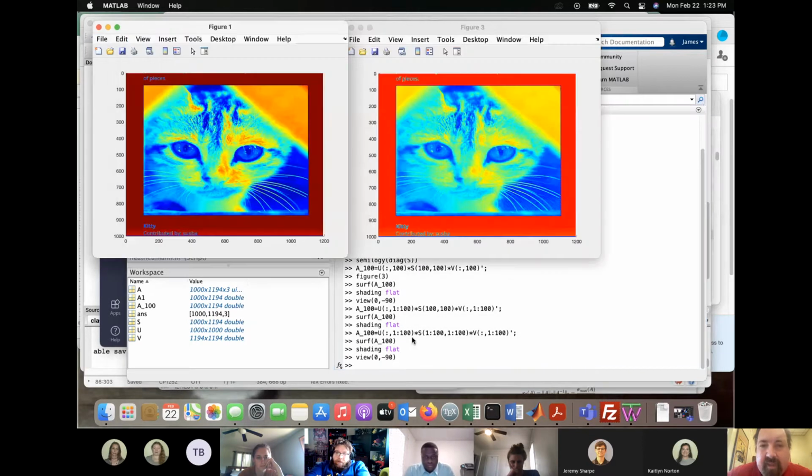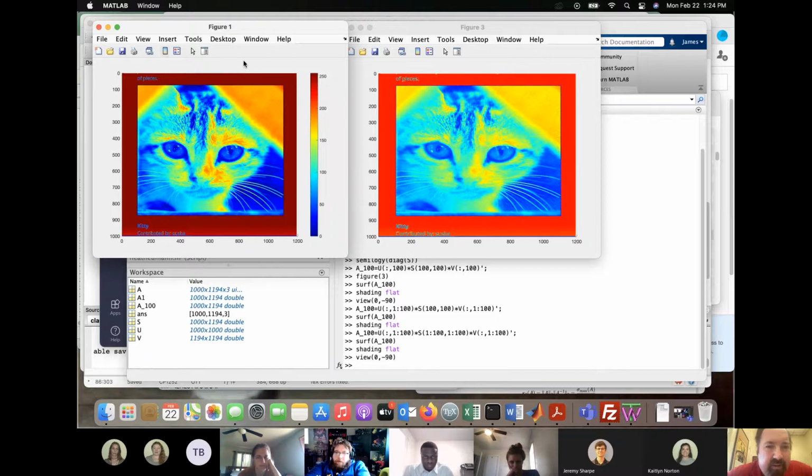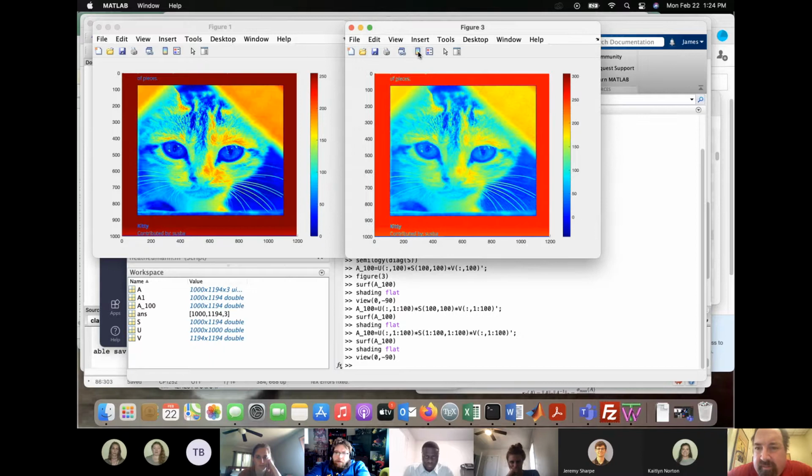All right. Well, at least it's recognizable as a cat, at rank only 100. Certainly certain colors are thrown off, and you can kind of tell there's not quite as much detail. Actually, I do have a color bar here on both. The scales are a little different, so that's why these reds are different. But if I force these to be equal, then these probably would look much more similar.